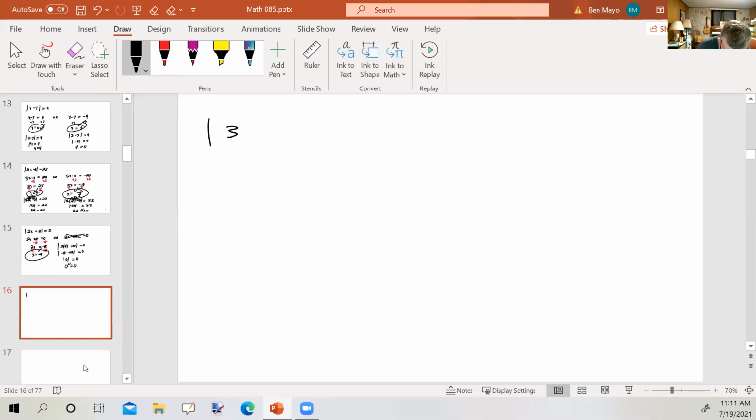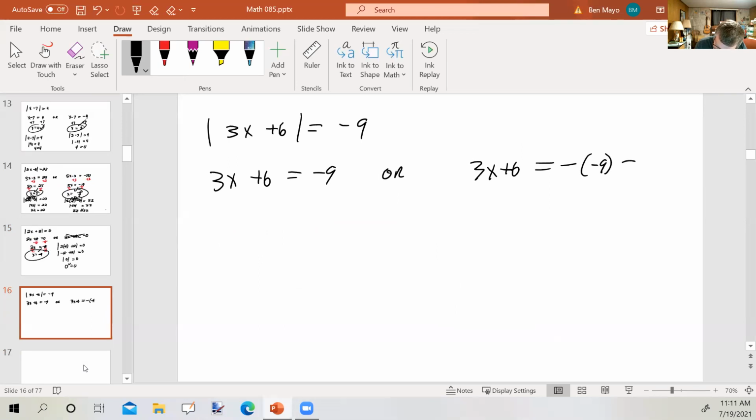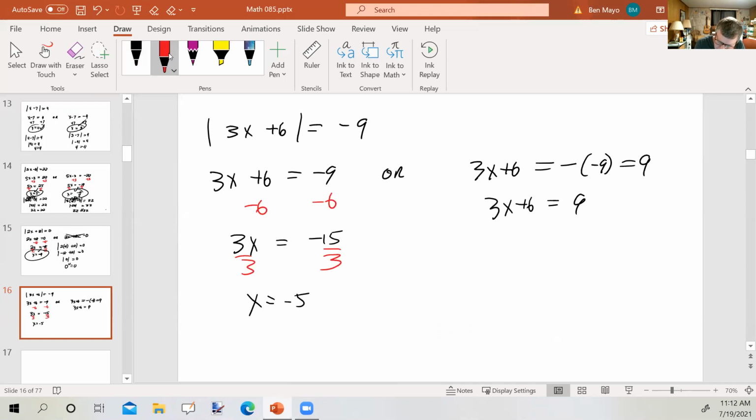How about this one? The absolute value of 3x plus 6 equals negative 9. Okay, so now we've got 3x plus 6 equals negative 9, or 3x plus 6 equals the opposite of negative 9, which would just be what? Positive 9, right? Okay, well, solving the first equation, 3x plus 6 equals negative 9. We'd subtract 6 from both sides. 3x equals negative 15. Divide by 3, x equals negative 5. On the right side of the equation, we have 3x plus 6 equals 9. Subtract 6 from both sides. 3x equals 3. Divide by 3, x equals 1.